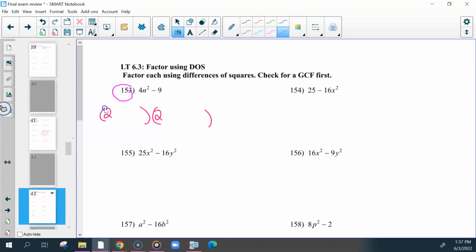What times what would give you n squared? That would be n and n. And what times what would give you 9? Which would be 3 and 3. And then in between those, put a plus and a minus. Yeah, so if I were to distribute this back out, the middle terms would cancel and I would end up with this.